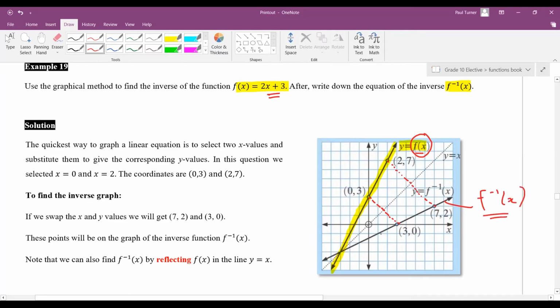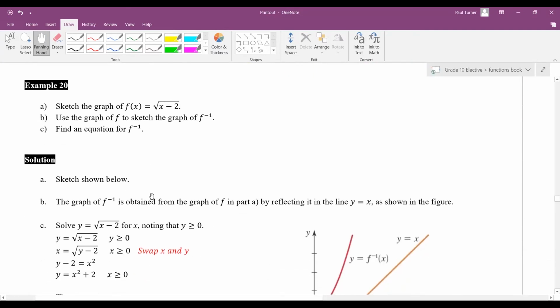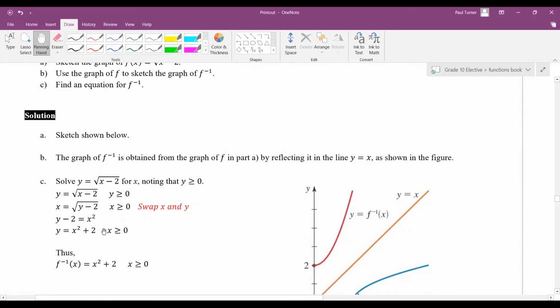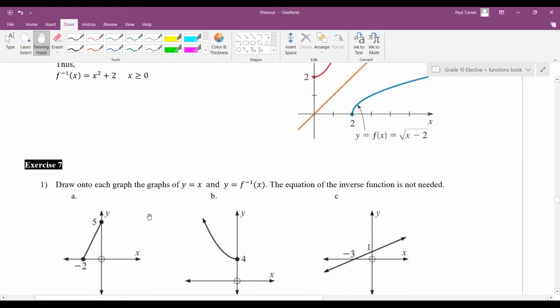So don't worry about getting the equation yet. We just want to get the graph. So basically the inverse function just comes from swapping the coordinates of your function, all right, when you have a graph. So this second example I'm going to leave for a little bit because this involves some algebraic method. So don't worry about that one yet.